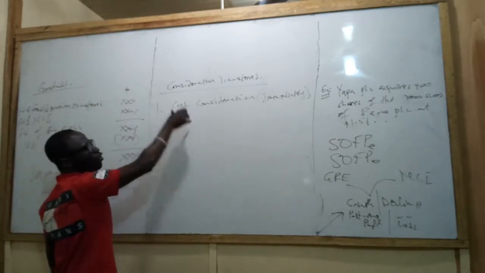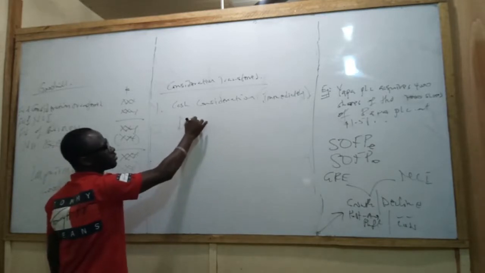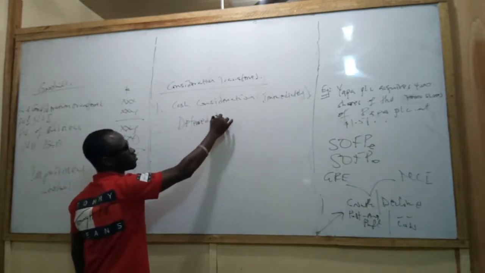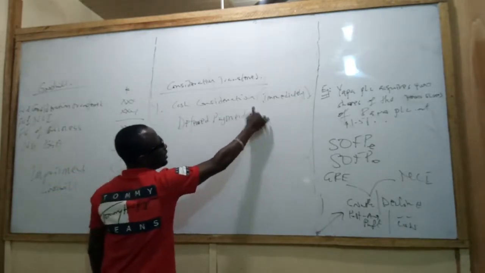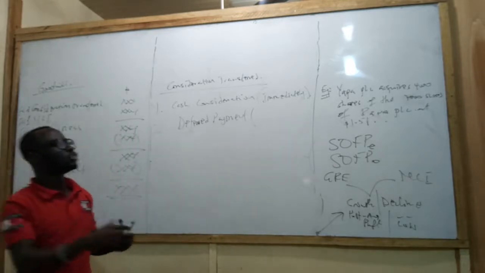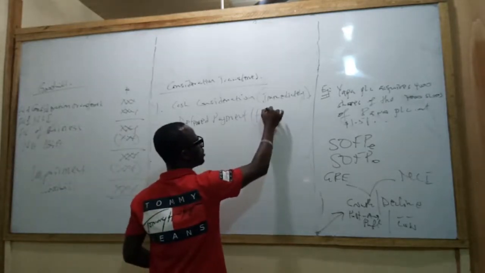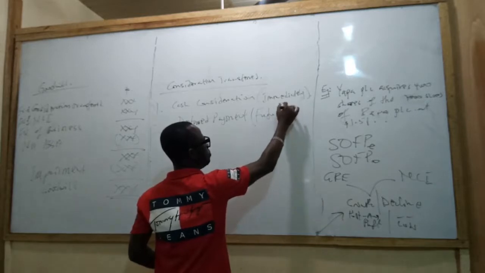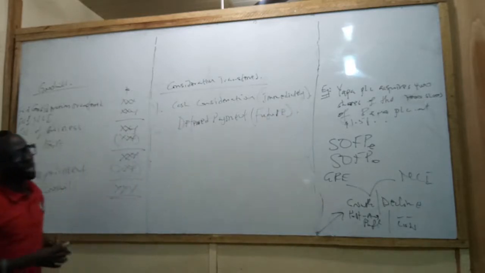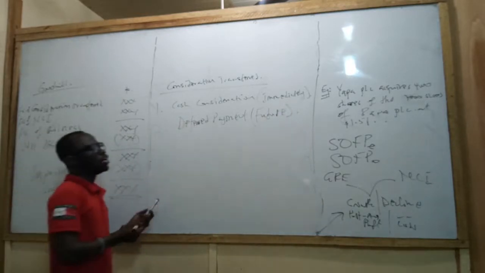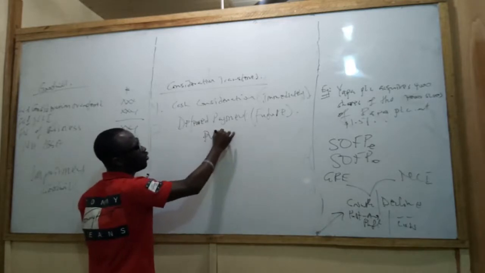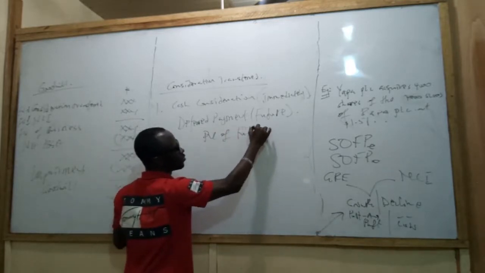Second, there could be what we call deferred payments. This is how much money you intend to pay in the future. Now, since it is how much money you intend to pay in the future, you're going to be finding the present value of that future payment.